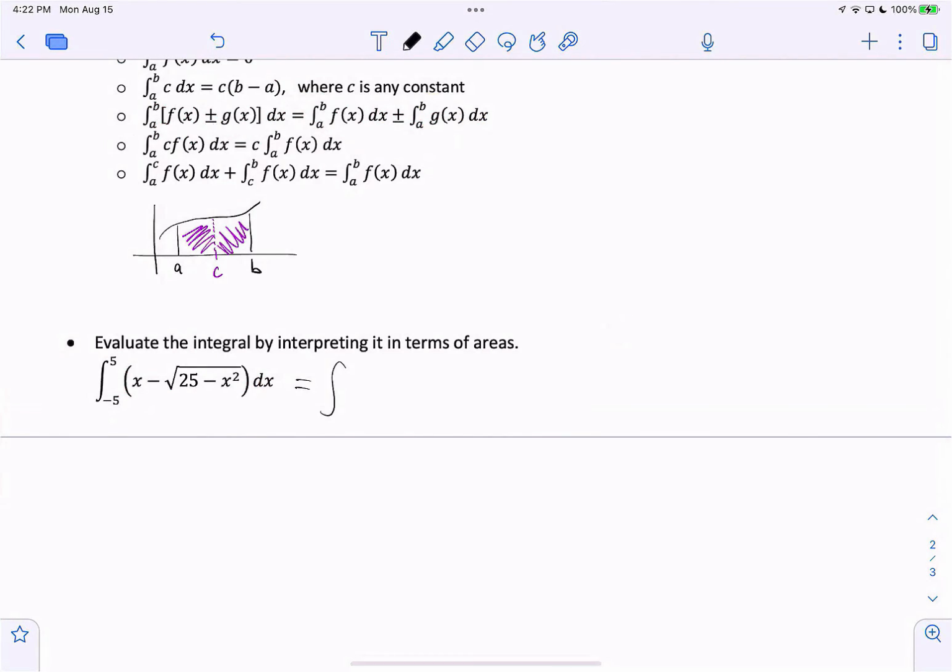So I'm going to say this is the integral from -5 to 5 of x dx. Don't ever forget the dx. It's very important. Minus the integral from -5 to 5 of the square root of 25 minus x squared dx.